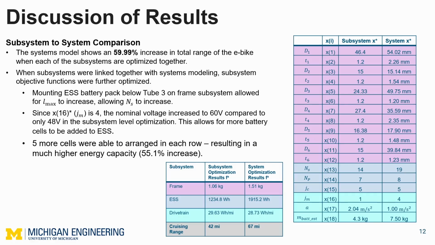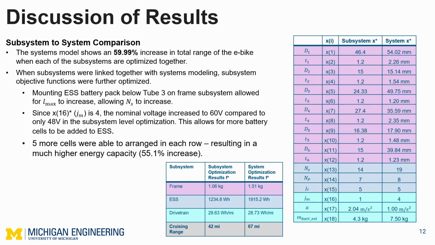At the interim optimizations of the subsystem level, the cruising range was optimized to be only 42 miles. After linking the 3 subsystems together with systems modeling, the optimal cruising range ended up being 67 miles. The systems model shows a 59.99% increase in the total range of the e-bike when each of the subsystems are optimized together. The bottom table shows the results of each of the subsystem optimizations along with the system optimizations. The table on the right shows the corresponding X-star values at a subsystem and system level.